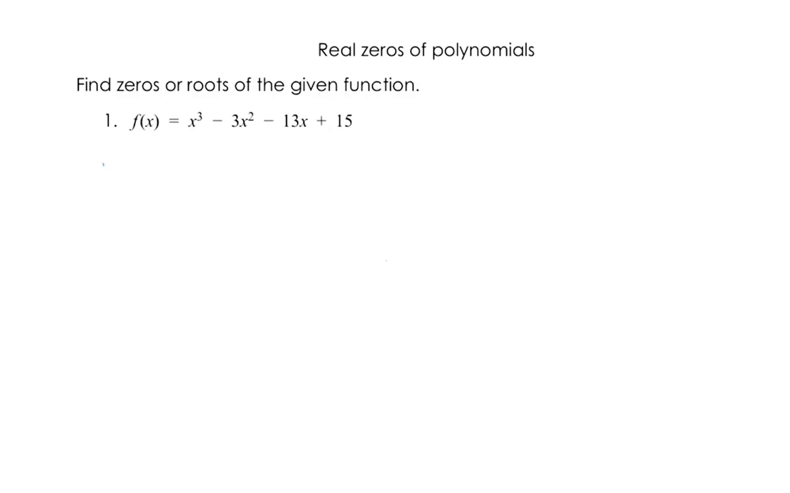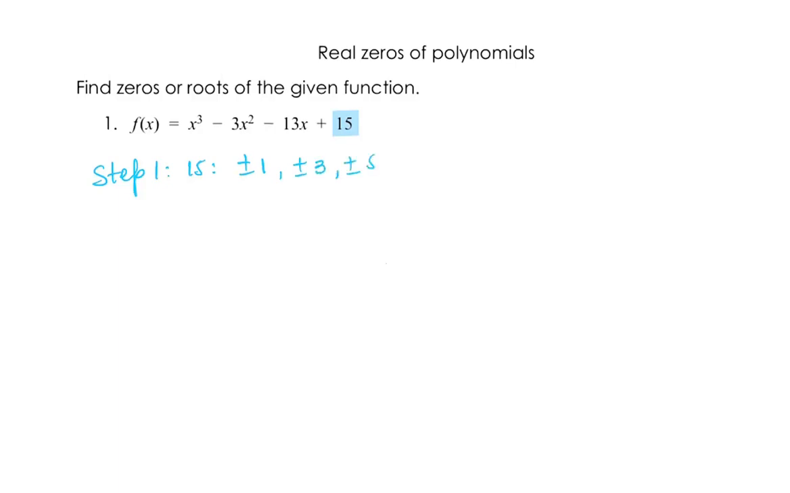To start this question, we first need to identify the possible roots of this equation or function. To do that, we need to find the possible divisors of the term with a 0 degree. In this case, it is 15. So the divisors of 15 are plus and minus 1, plus and minus 3, plus and minus 5, and plus and minus 15.